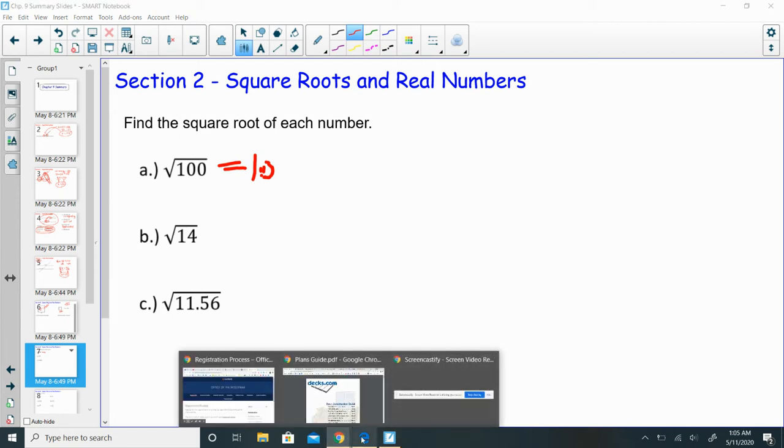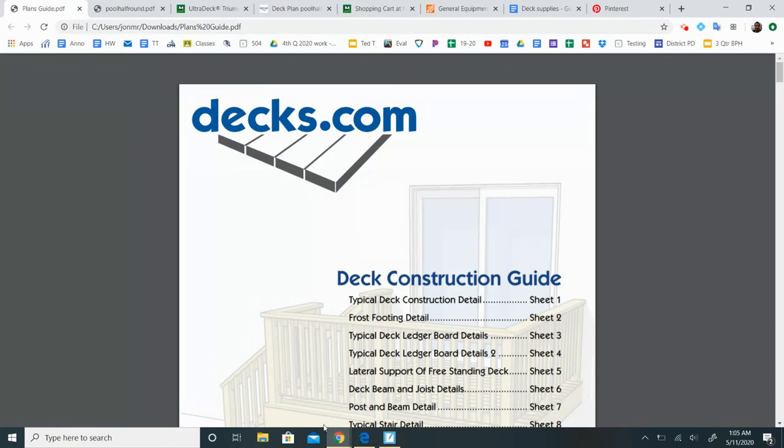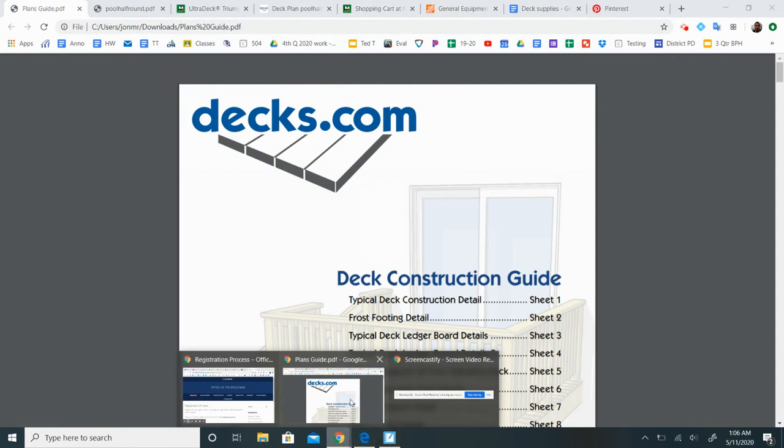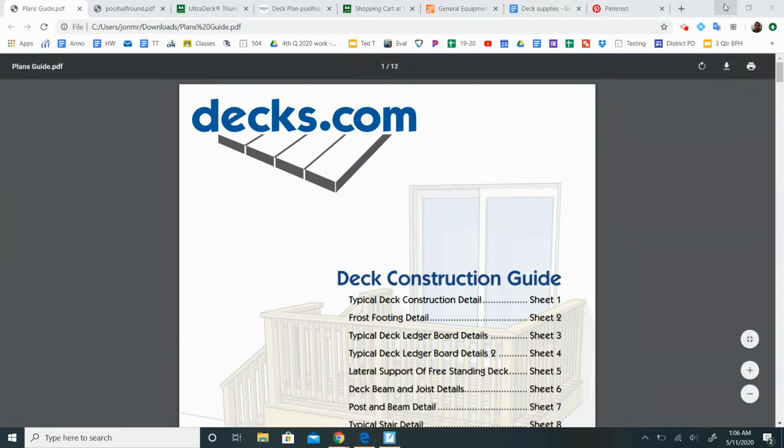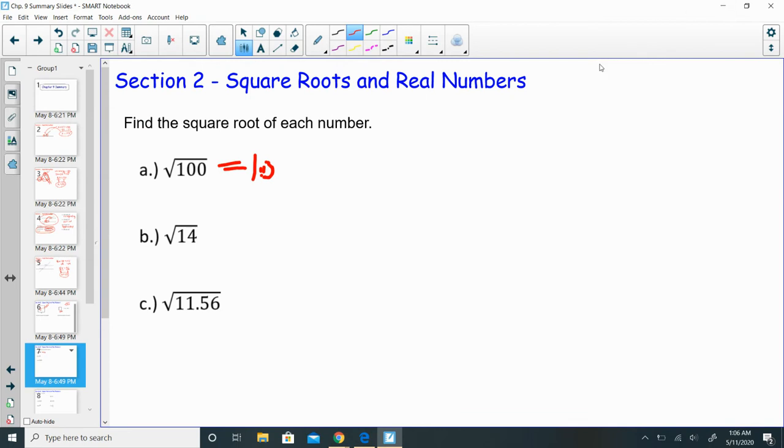Now, the square root of 14, sorry, I'm trying to see if I can find my video here. Yeah, I was trying to build a deck. Not much luck, okay? Hopefully going to do that later. I can't bring my camera up anymore, so, oh well, we'll go from here.